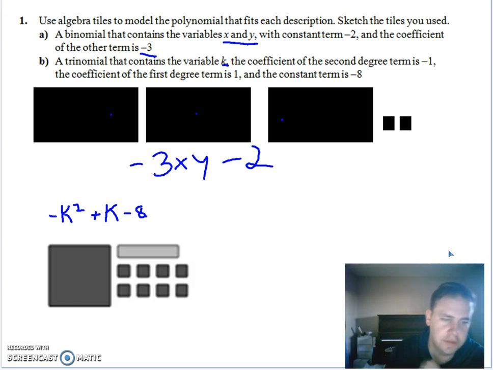So voila! We have -k squared plus k, so there's our positive k, and then we have -8, that's the constant, so those are the ones. Okay, so that's how we can model algetiles, model those polynomials.